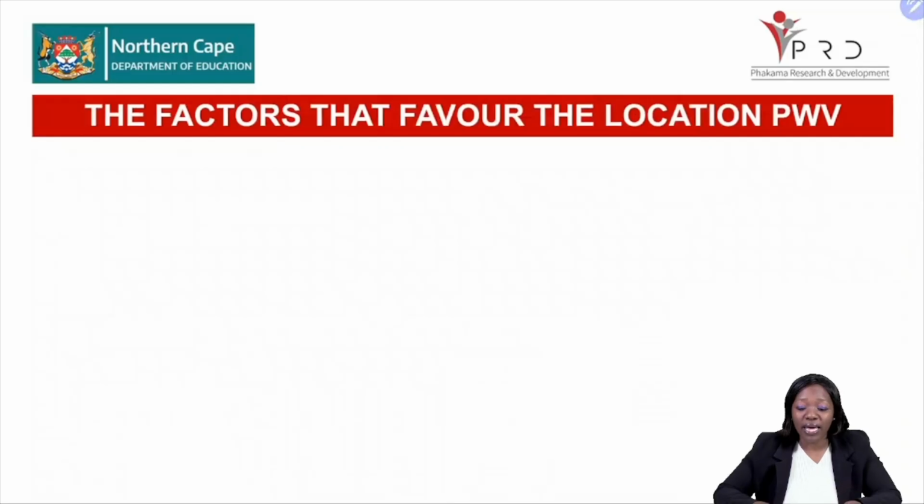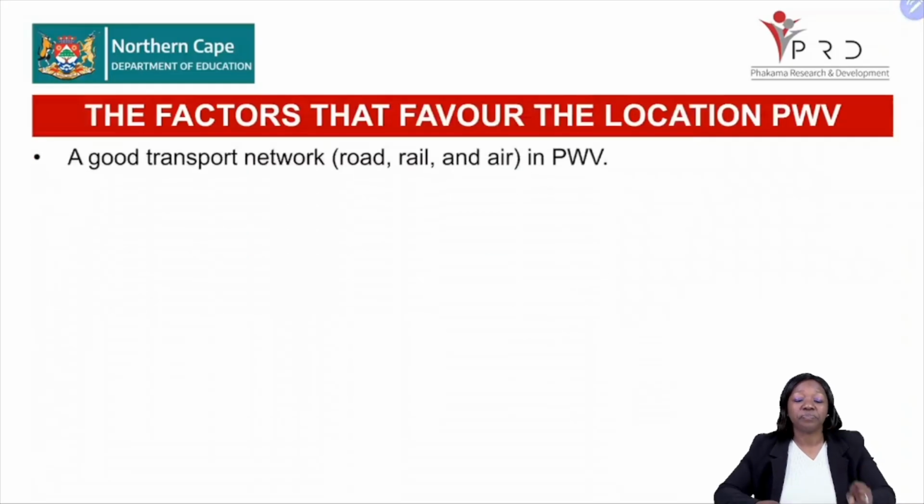Then we're looking at the factors that favor the location of this PWV, because we cannot just say we're going to create an industrial region in this area or in this province. There's supposed to be factors that will favor its location. So number 1, the good transport network.